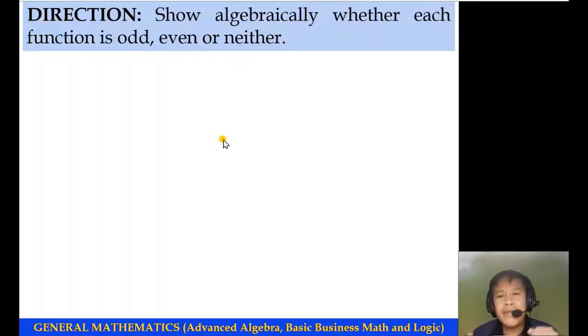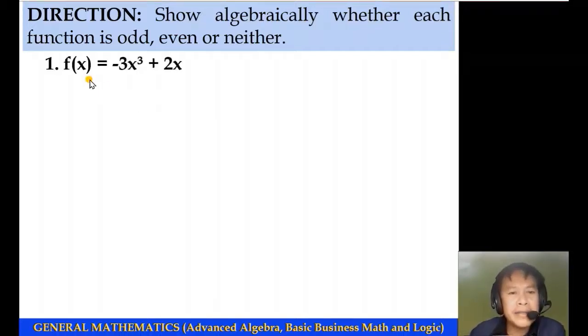I am going to give you the technique. How are you going to easily identify whether the function is odd, even, or neither? But there is also a solution that you need to show, because this will train you how to solve problems using the solution and using the mental solution.